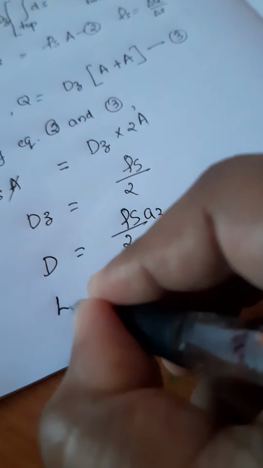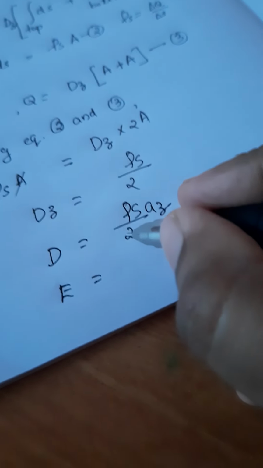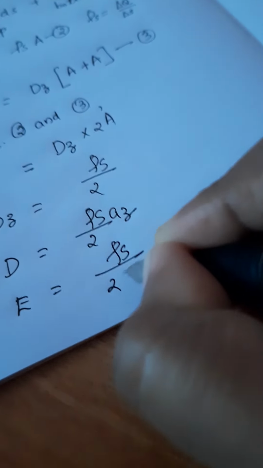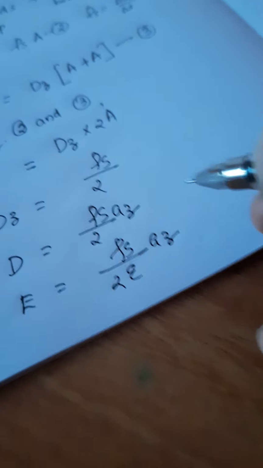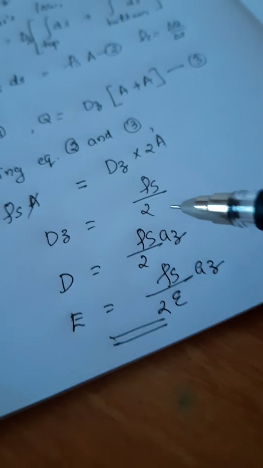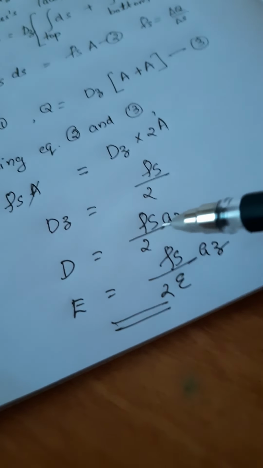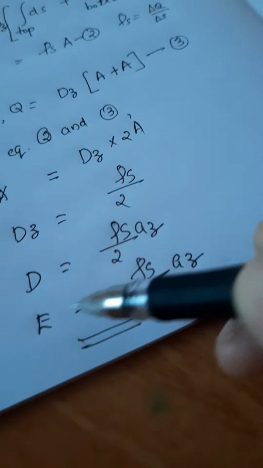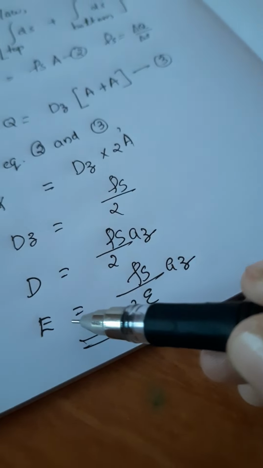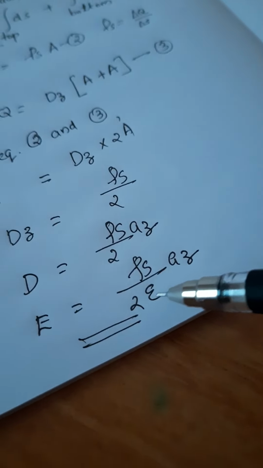Now to find the intensity E, we know that E will be equal to D by epsilon. So we can write rho s by 2 epsilon into AZ. So this is the flux density due to the infinite sheet of charge, D will be equal to rho s by 2 into AZ. If you want to find the intensity along this surface due to this infinite sheet of charge, intensity E will be equal to rho s by 2 epsilon AZ.